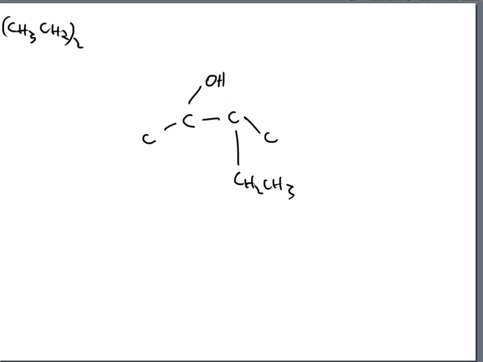Once more, we need to find out the longest carbon chain. So the longest carbon chain here is 1, 2, 3. If I go across, that's 4. But if I go down, that could be 5 and 6 right in there. So there is my longest carbon chain. It's going to snake around. I'm going to number closest to the end with the OH group. And if I number to the left, that's the second carbon in. If I go from the right, that's going to be my fourth carbon in. So carbon 1 and carbon 2 and carbon 3 and carbon 4 and carbon 5.